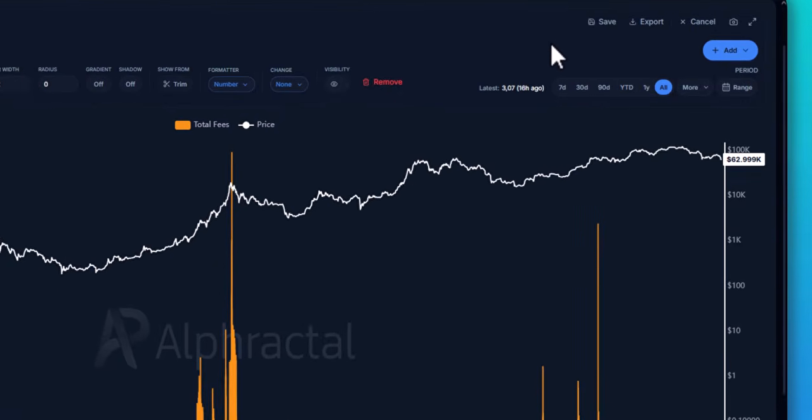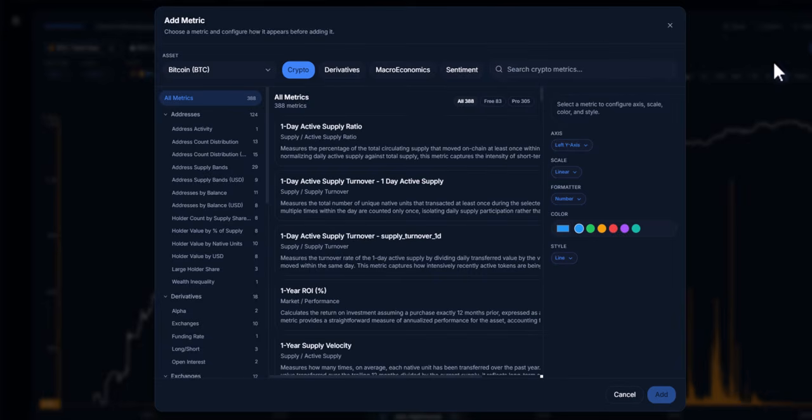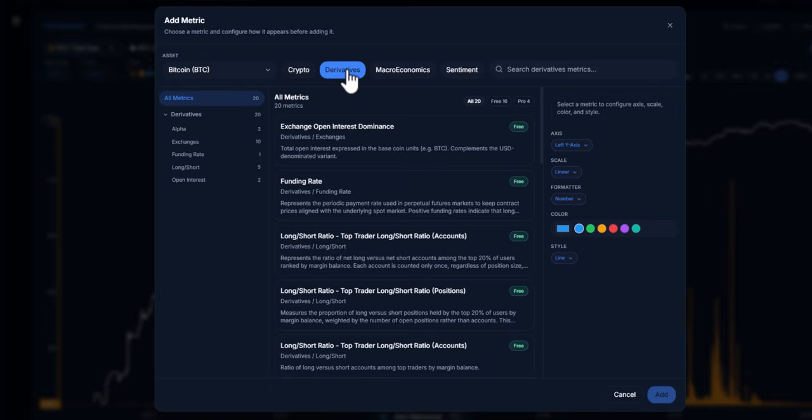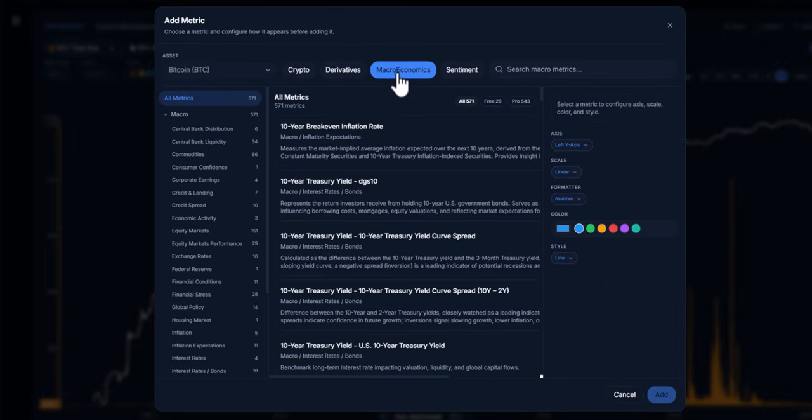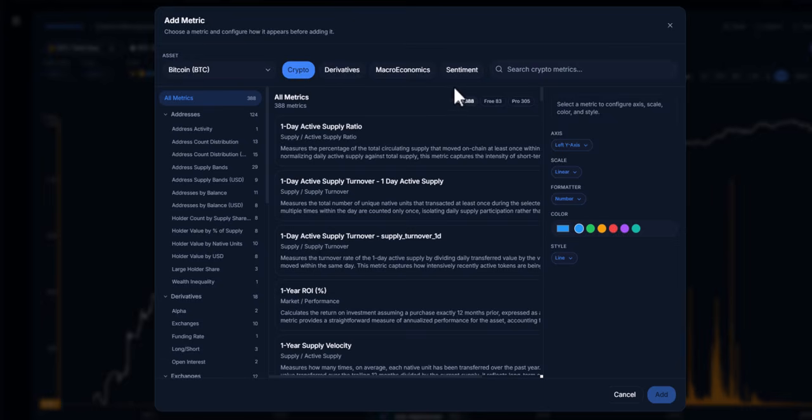Now let's add a new metric to the chart. In the workbench, I can search for different metrics and put everything in the same analysis environment. For example, I can compare the price of Bitcoin with derivatives metrics, macroeconomic metrics, on-chain metrics, or sentiment analysis metrics.